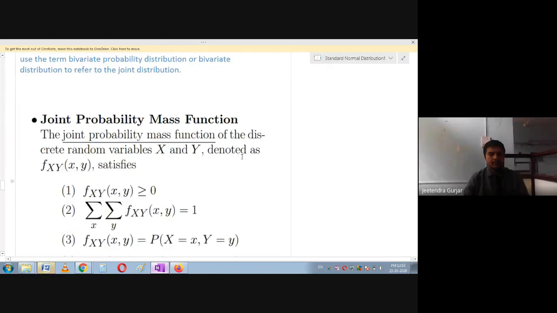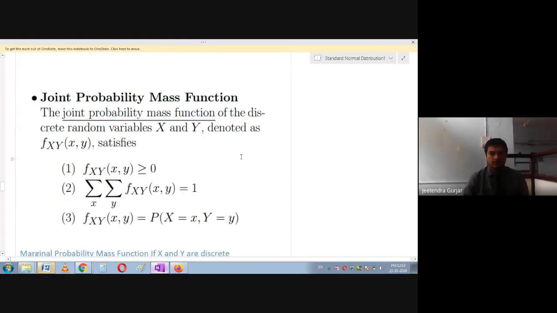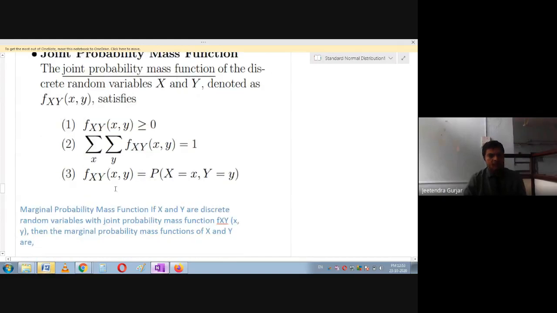So now you can see the joint probability mass functions are very simple. For a distribution of random variables X and Y, denoted by f(x, y), it is always greater than or equal to 0. The sum of all these values will always be equal to 1. So this probability mass function is nothing but probability of X and probability of Y.